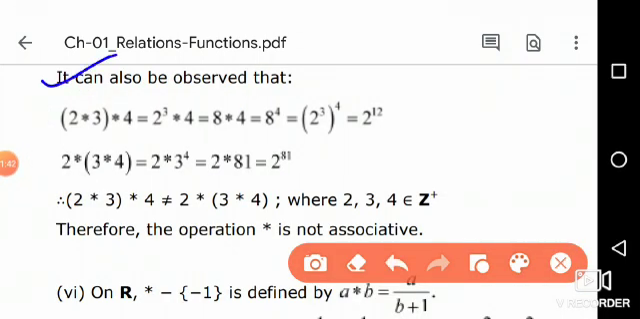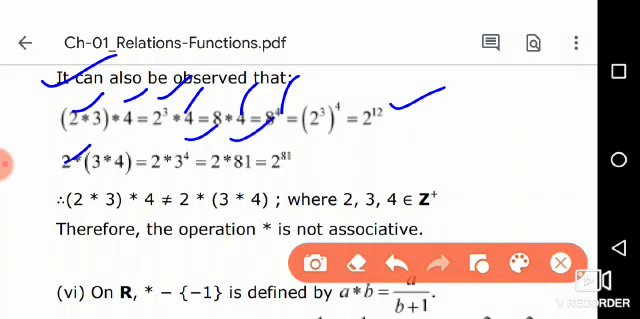It can also be observed for associativity, consider (2 star 3) star 4. 2 star 3 is nothing but 2 to the power 3, that is 8, since it is the first number raised to the second number. Therefore, it can be written as 8 star 4. 8 star 4 can be written as 8 to the power 4, which gives 2 to the power 12. Likewise, 2 star (3 star 4) is equal to 2 star 3 to the power 4, that is 2 star 81, that is 2 to the power 81.